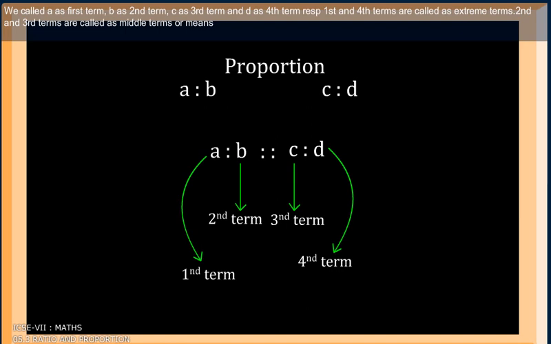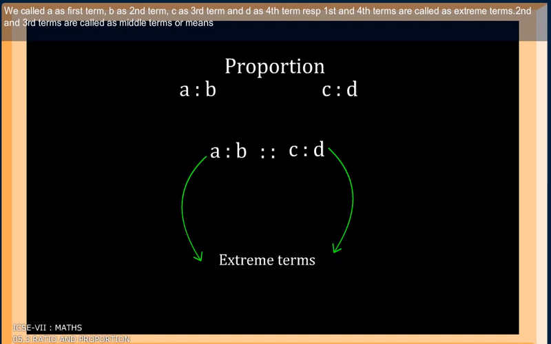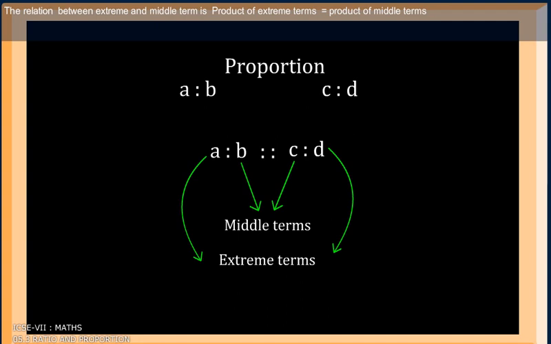First and fourth terms are called extreme terms. Second and third terms are called middle terms or means. The relation between extreme and middle terms is that the product of extreme terms is equal to the product of middle terms.